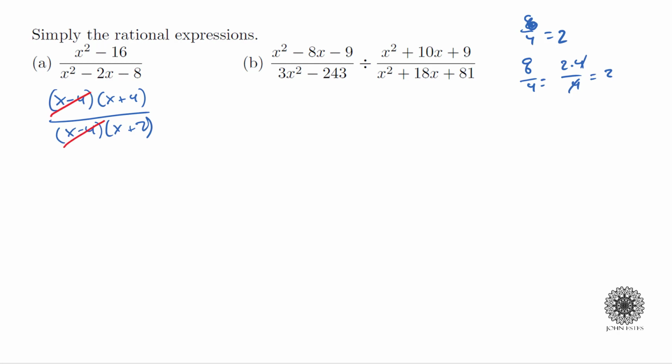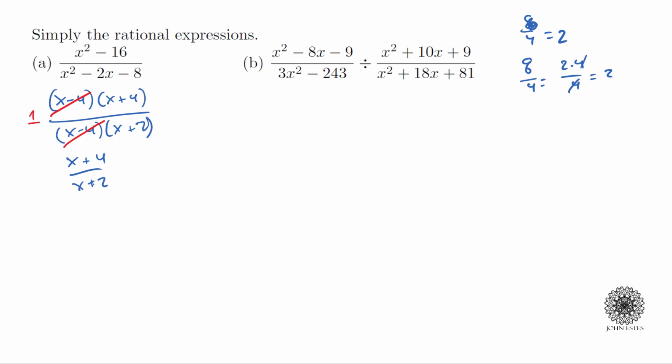And the reason is because x minus 4 over x minus 4 is the same as saying 1, and 1 times something doesn't change anything. So here my solution is x plus 4 over x plus 2. If you cancel out these x's, your teacher is just going to throw up in a trash can. Do not cancel these x's out.